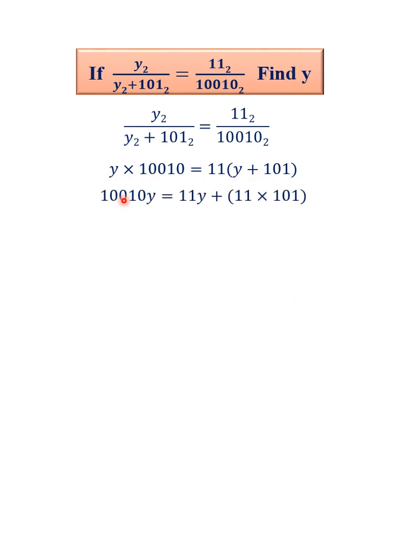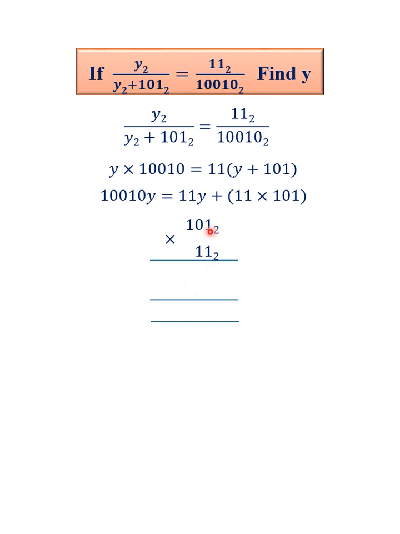So this times y gives us 10010y equals 11 times y gives us 11y plus 11 times 101 gives us, okay, that's what we have here, 11 times 101. Remember, we are working in base 2, so we are going to do this 11 times 101 in base 2. This multiplication, let's do it separately in base 2. That's what we have here, 101 times 11 in base 2.